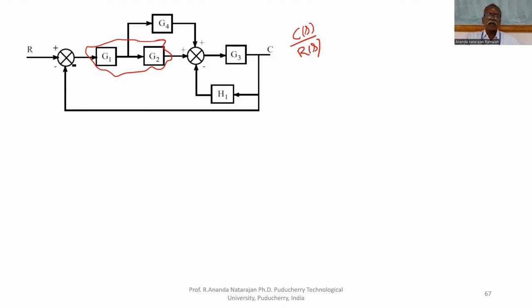So we have to move this takeoff point from here to here, or here to here, as you wish. You can do it in both ways. Anything you wish can be done. So if you move it this way, in the examination you have to draw the block diagram again. For each step, you have to draw the block diagram again and again.